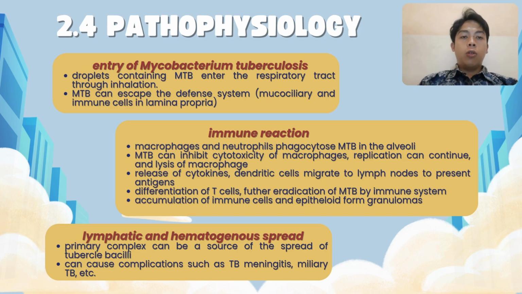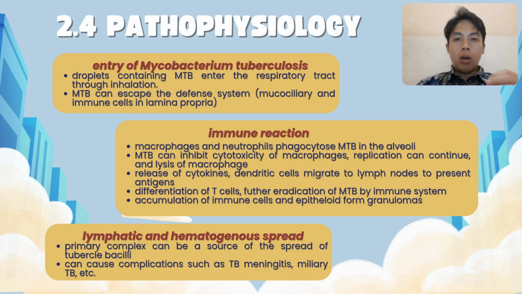The macrophages and neutrophils phagocytose MTP in alveoli, but MTP can inhibit the cytotoxicity of macrophages, so the replication of the bacteria can continue and even lead to the lysis of macrophages. And then the release of cytokines, and dendritic cells will migrate to the lymph nodes to present the antigens. And then adaptive immunity occurs by the differentiation of T cells, aiming at further eradication of MTP.